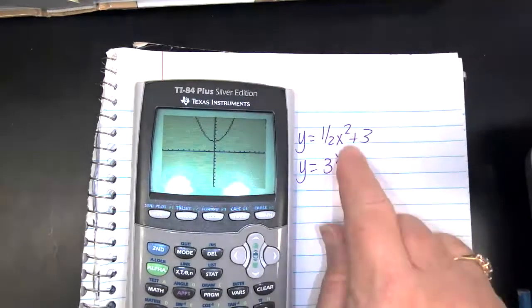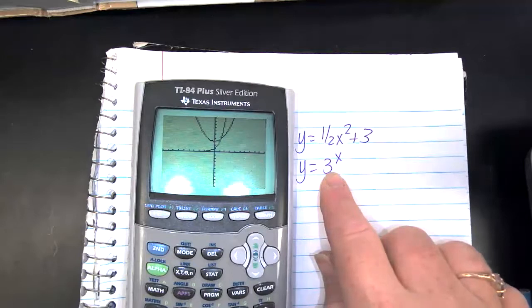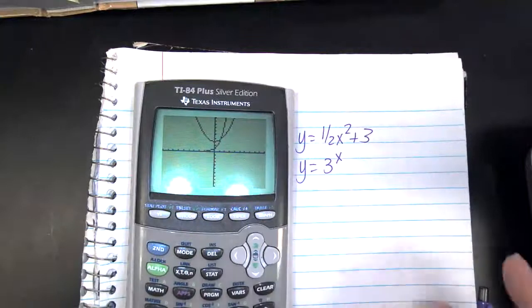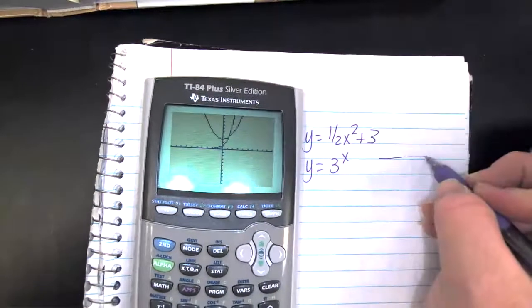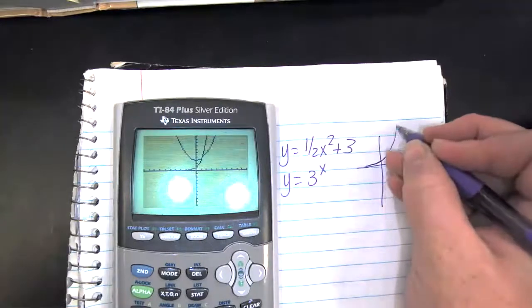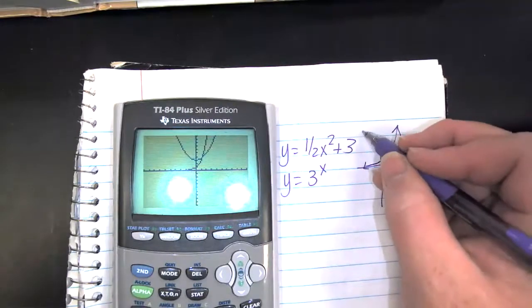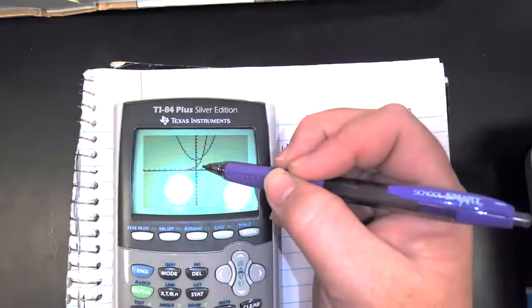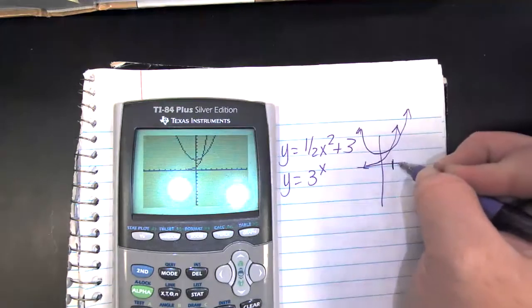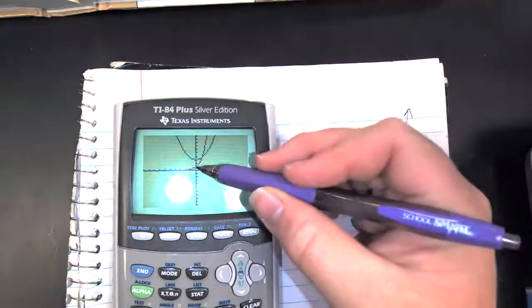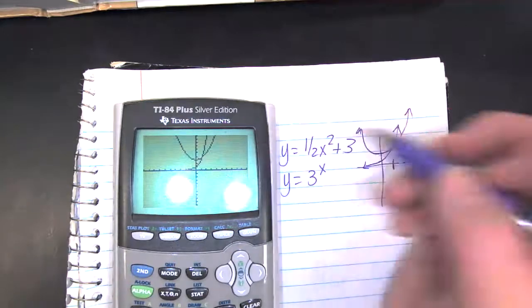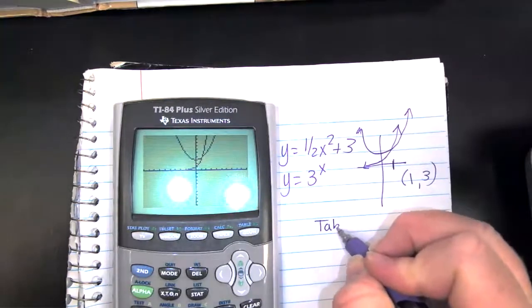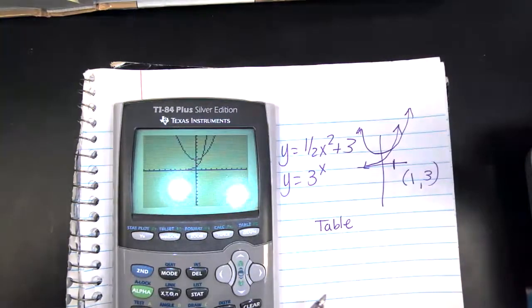All right, this is a parabola. This is an exponential growth function. Oh, okay, so I'm hitting right about there. I want to do a quick sketch. So exponential, and then the parabola hits right there. Now it looks a little past 1, about 1.3-ish. All right, let's go to our table. What does our table say?